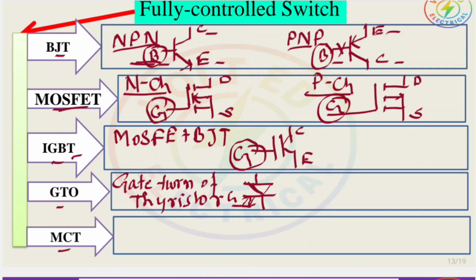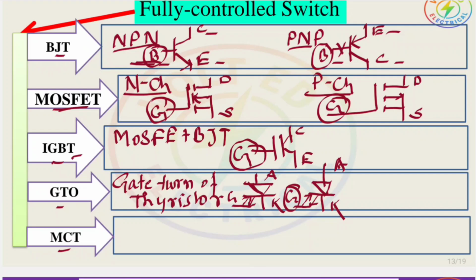The symbol is like this. Here this is the gate terminal, this is the anode, and this is the cathode. If I draw it again, there are 2 arrows in anti-parallel like this, and here this is the gate, and this is the anode and cathode. So this is the symbol of the gate turn off thyristor. Here also turn on and turn off can be controlled by the gate terminal. So that's why this is also called a fully controlled switch.